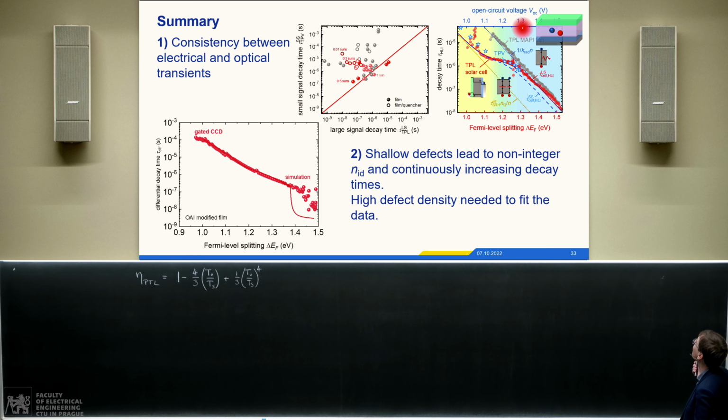So that's the VOC record MAPI. This is more or less the same recipe as the VOC record. I think it got only 1.25 instead of 1.26 V, but it's more or less the same recipe. And this one is the triple cation, and it's good. It's 1.2 and a bit volt VOC, but definitely worse in terms of VOC than this one. But it's better in efficiency and stability, unfortunately.